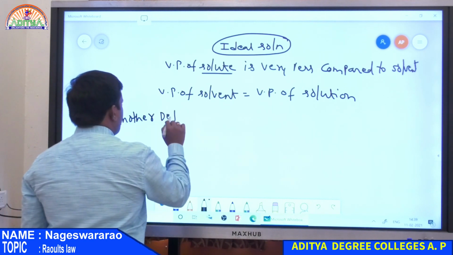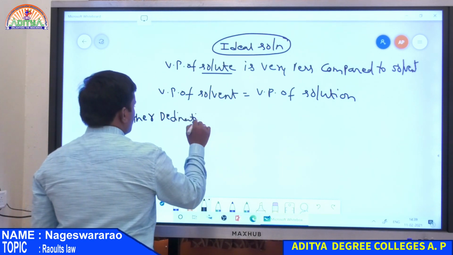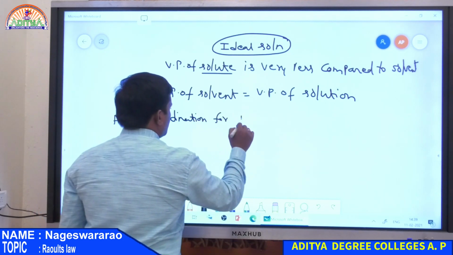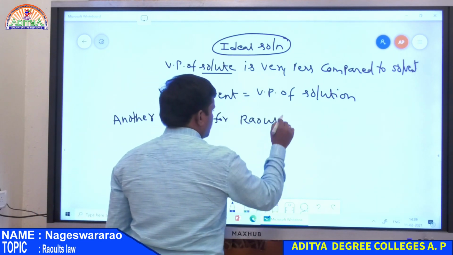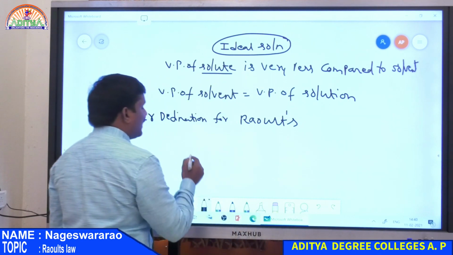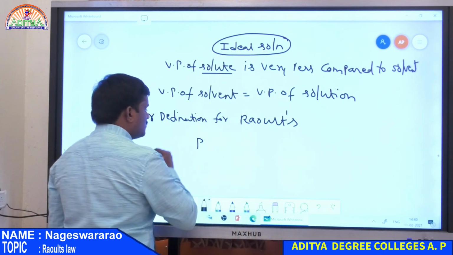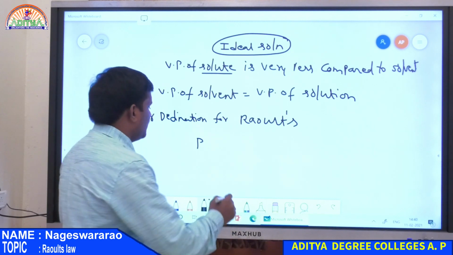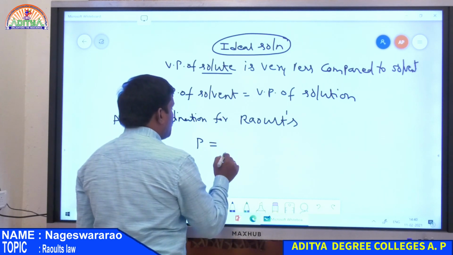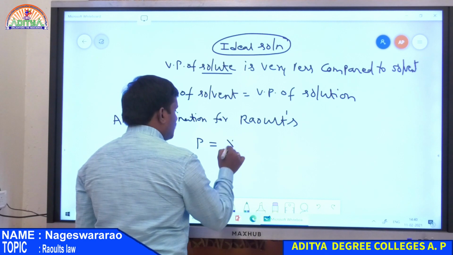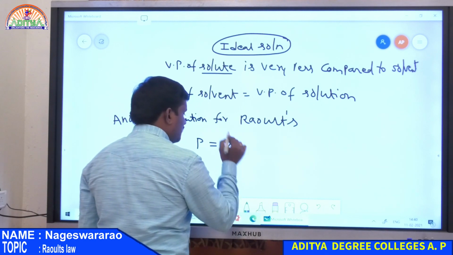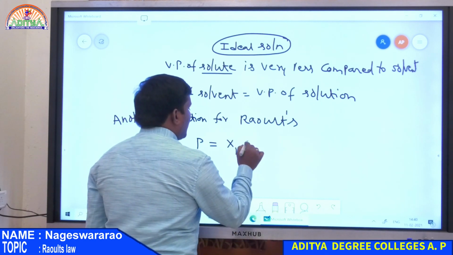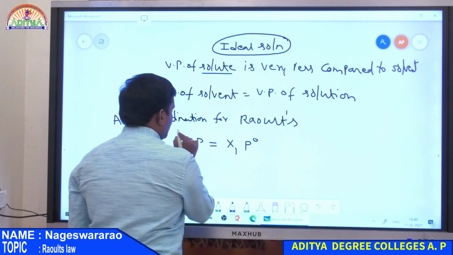Another definition for Raoult's law is: the vapor pressure of a solvent in an ideal solution is always equal to the product of the mole fraction of that solvent and the vapor pressure of the pure solvent.